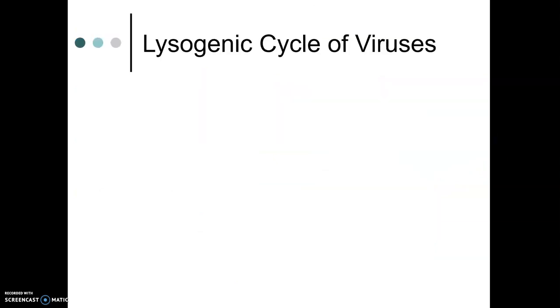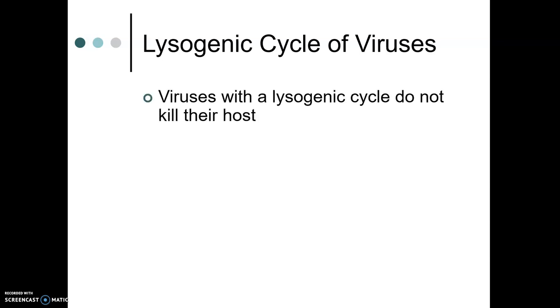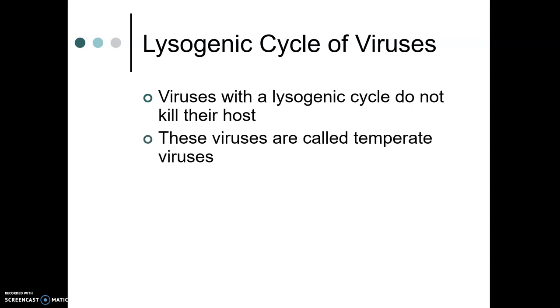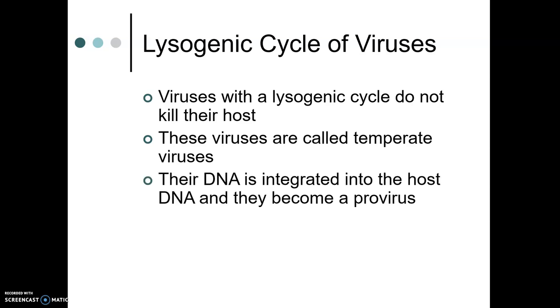So there's also something called the lysogenic cycle. The lysogenic cycle of viruses is viruses that do not readily kill their host cell. Oftentimes they're called temperate viruses. Sometimes the term dormant can be used, like a dormant virus, or there's a couple other different terms for it. A latent virus, that's the other term for it. So temperate virus, latent virus, whatever.